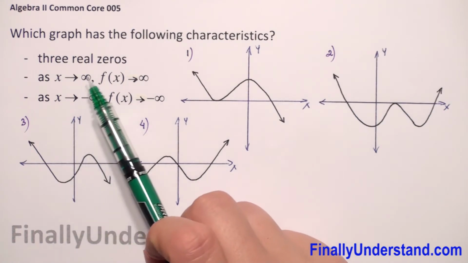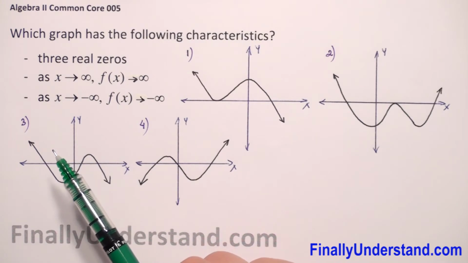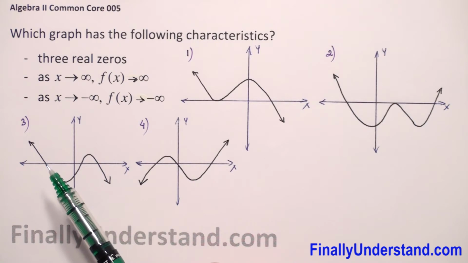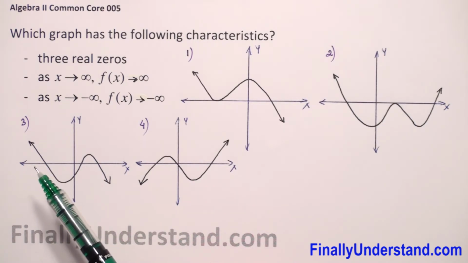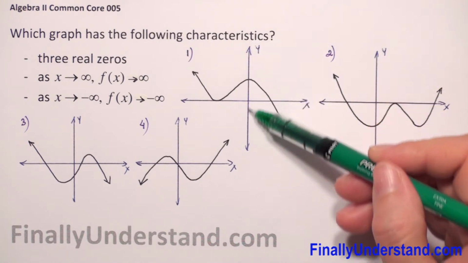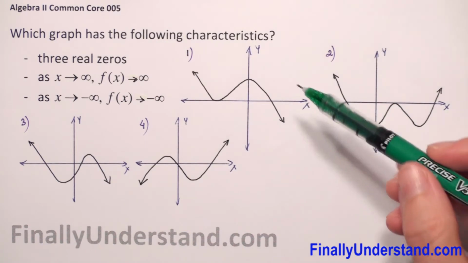First, we have 3 real zeros. We know that the real zero of a function is a real number that makes the value of the function equal to 0. It means it is where a graph crosses or touches the x-axis. We have the vertical y-axis and the horizontal x-axis.